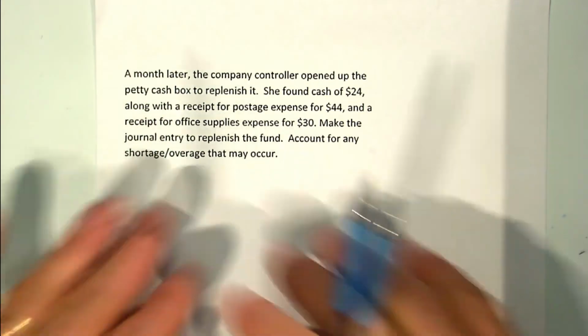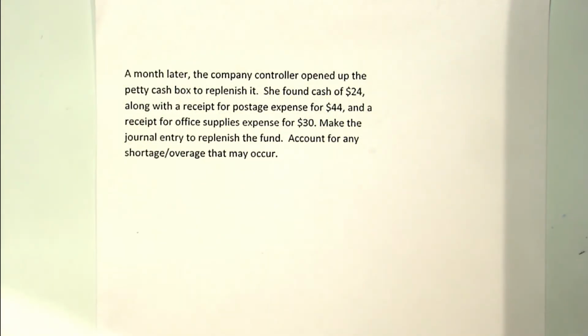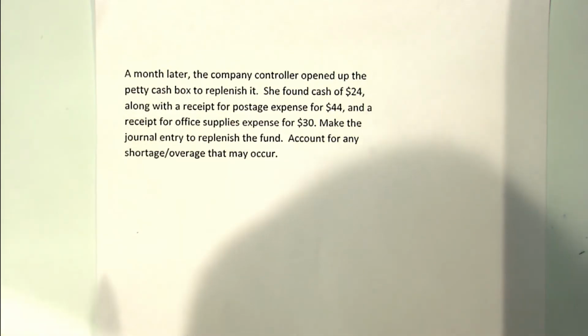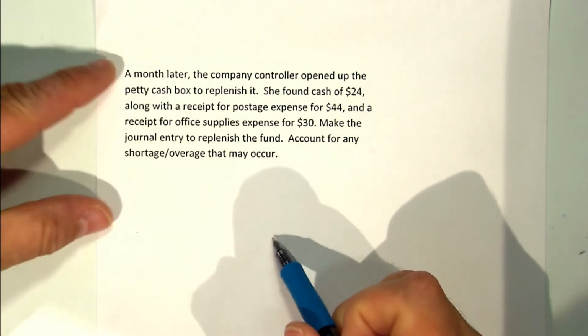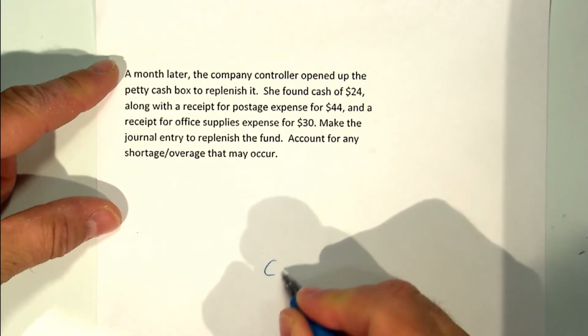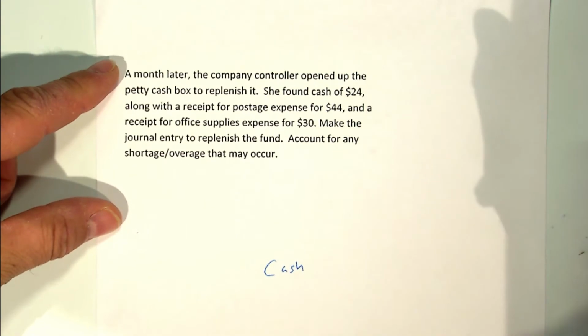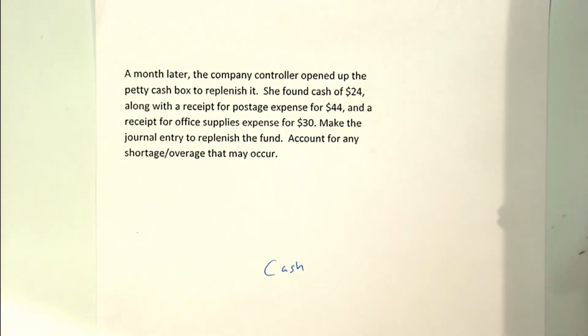Okay, now, this is not a difficult journal entry, but I see people make mistakes on this all the time. Go through this 3-step process that I'm going to teach you, and you won't make those mistakes, okay? The first thing I always do is this. I need to credit cash. I need to credit cash for the amount of cash that I need to replenish the box with.